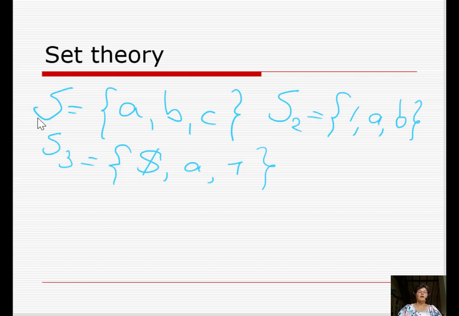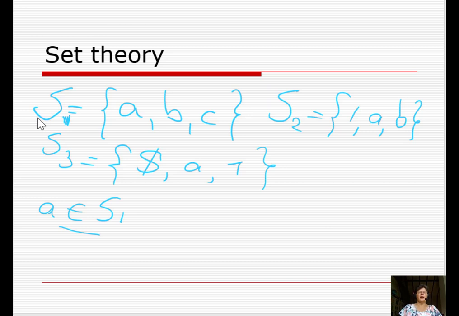And if we look at one of these elements, let's call this first one S1, then you can say A is an element of set S1. So this symbol means element of. And as you see, A is an element of S1 and of S2 and of S3.